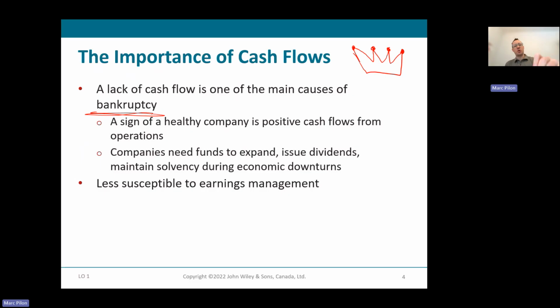At the end of the day, for a for-profit organization, it's important that they have eventually positive cash flow from operations. We'll get to one of those classifications later.